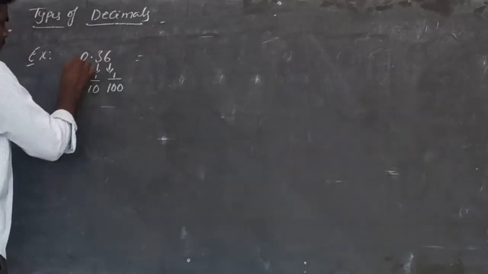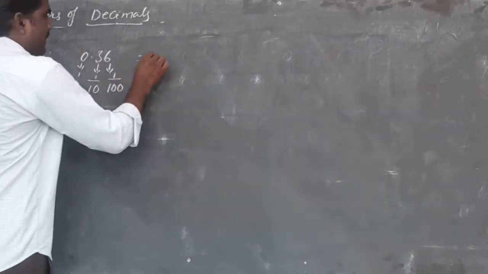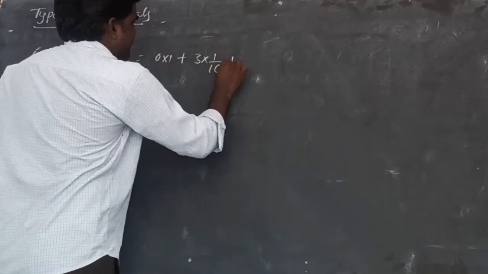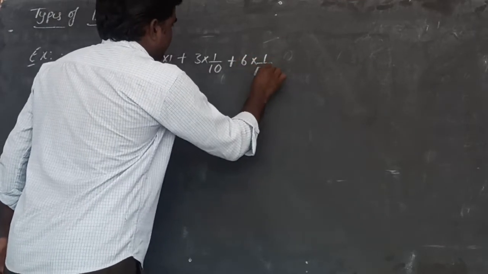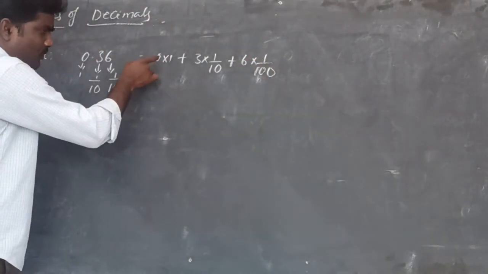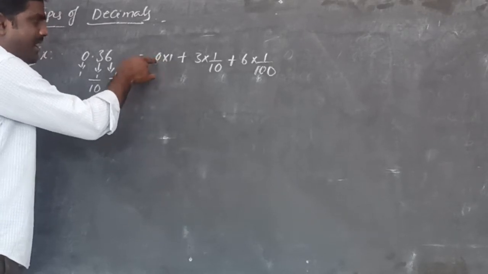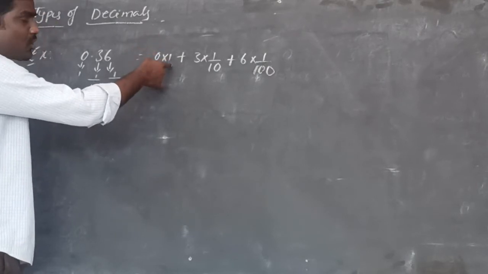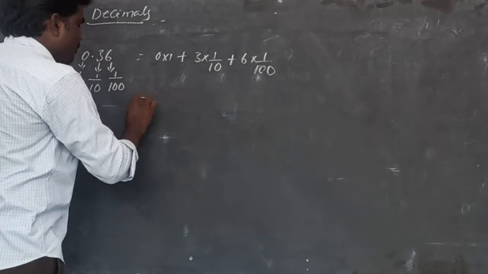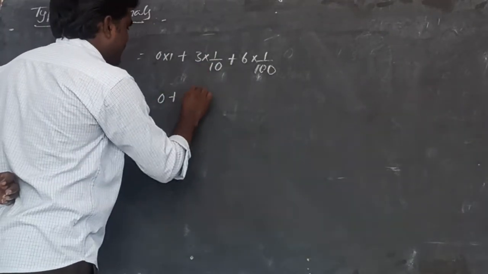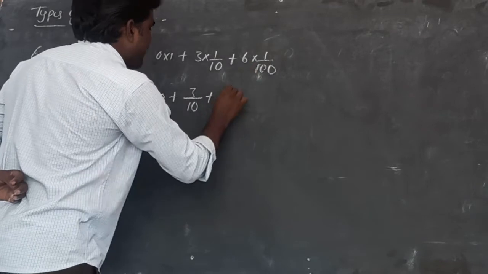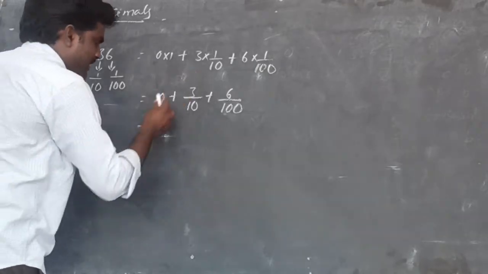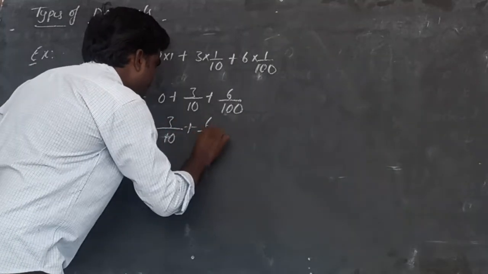So here 0 is occupying which place? 1's place. That is 0 into 1 plus 3 into 1 by 10 plus 6 into 1 by 100. The value of the digit is called face value. The place the digit is occupying is called place value. So here 0 into 1 is 0, plus 3 into 1 by 10 is 3 by 10, plus 6 into 1 by 100 is 6 by 100. Adding 0 we get the same, so that is 3 by 10 plus 6 by 100.